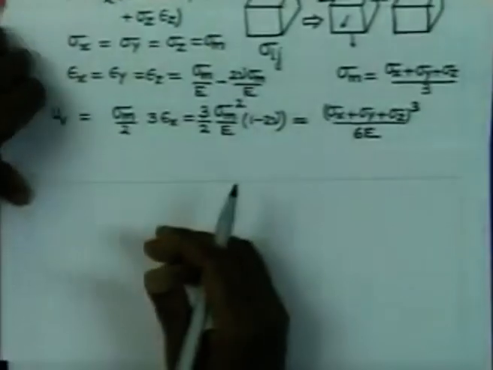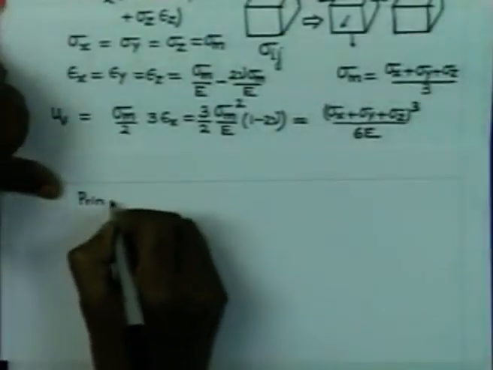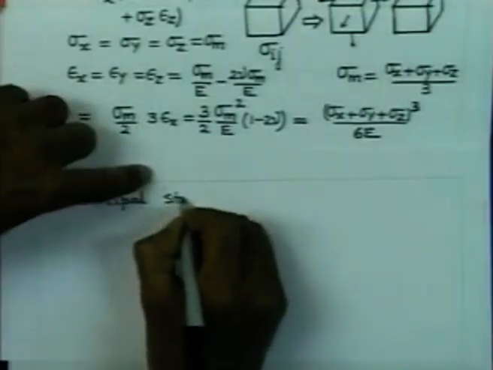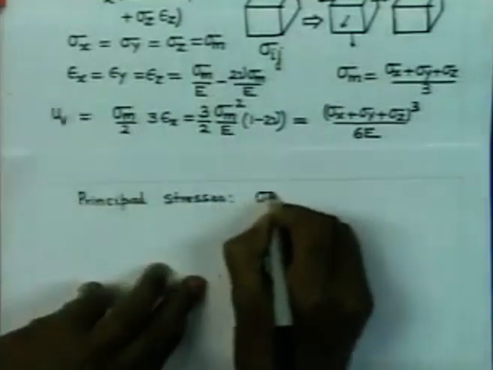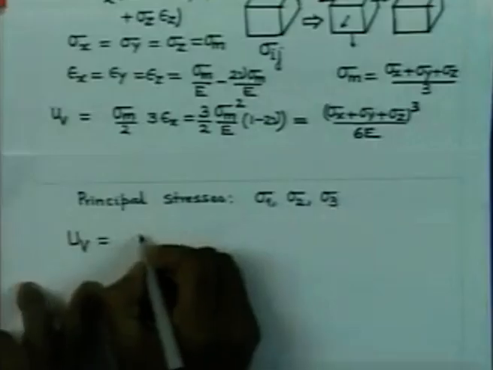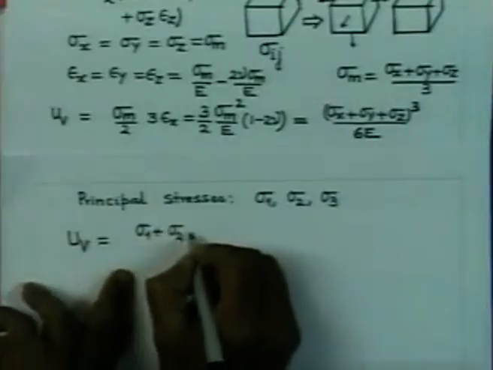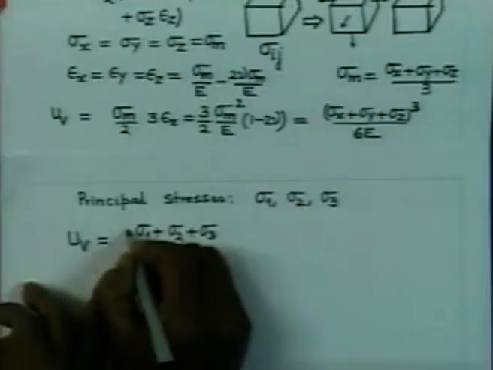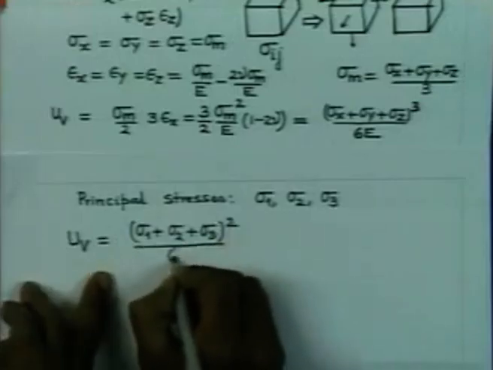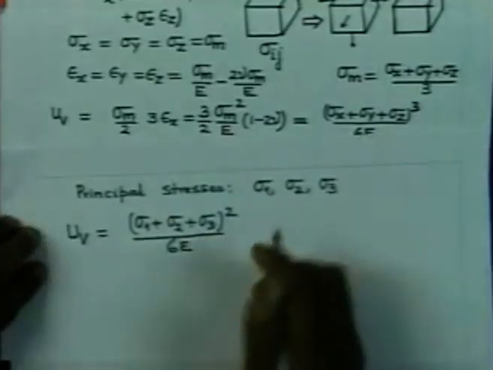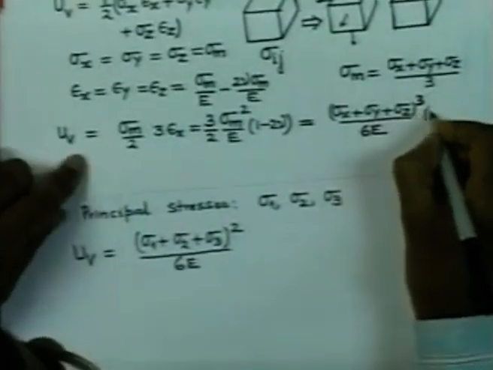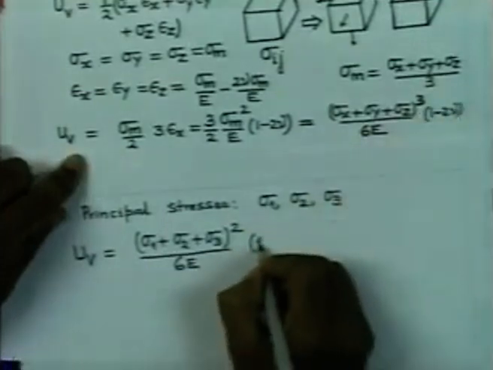Now, if you are working in terms of the principal stress at a point, so, if you are working in terms of the principal stresses sigma 1, sigma 2 and sigma 3, then this uv is going to be nothing but sigma 1 plus sigma 2 plus sigma 3 whole square by 6 times E. Of course, we will have the constants 1 minus 2 nu, that multiplier will always remain.